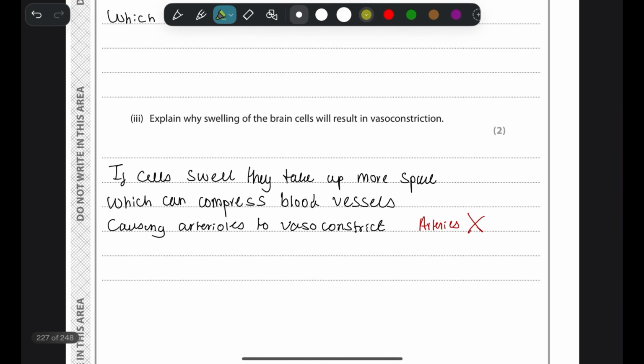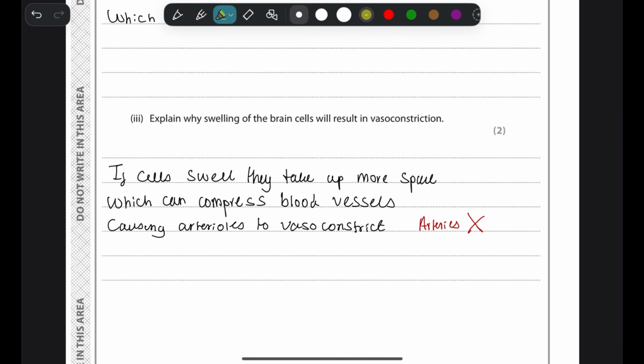Now, explain why swelling can result in vasoconstriction. So you just need to kind of think about this a bit more logically. Like, if the cells become swollen, they take up more space, yeah? And if they take up more space, they're going to compress the blood vessels, which means that the blood vessels have less space. Cool. Now that these blood vessels don't have as much space, they're going to vasoconstrict because they're going to be obstructed. So they need to vasoconstrict. Now, one more thing.